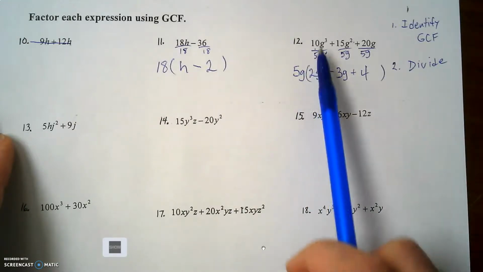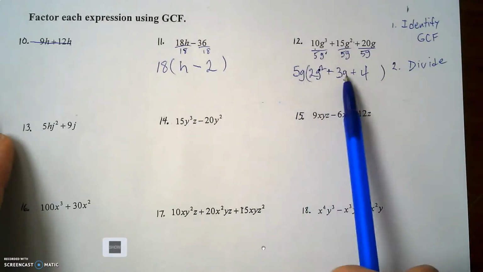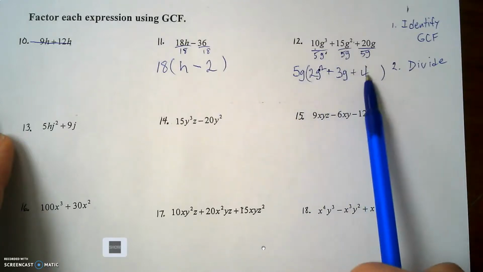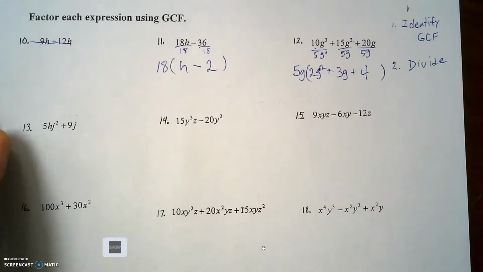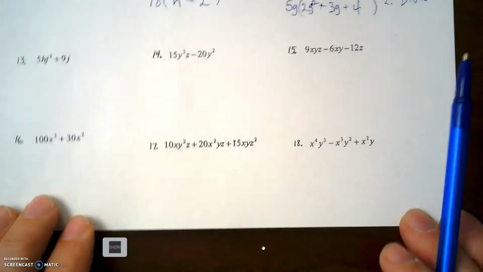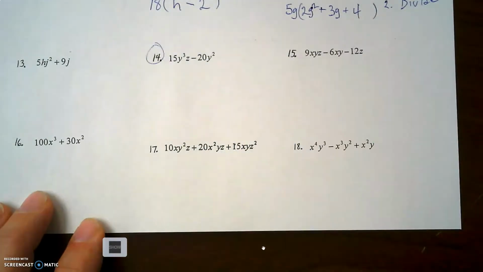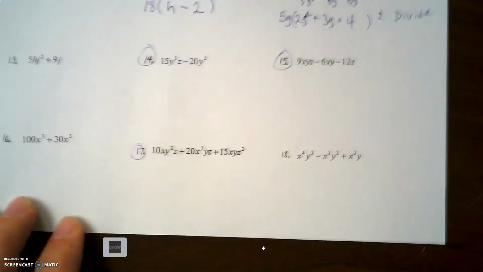5 times 2, 10. G times G squared, G to the third. Distribute 15, G squared, there it is. Multiplying the last one, 20G, there it is. Okay, so we're at 7 minutes. So let's just pick a couple to try. Maybe we can do 14 and 15 and 17. We'll do those 3.